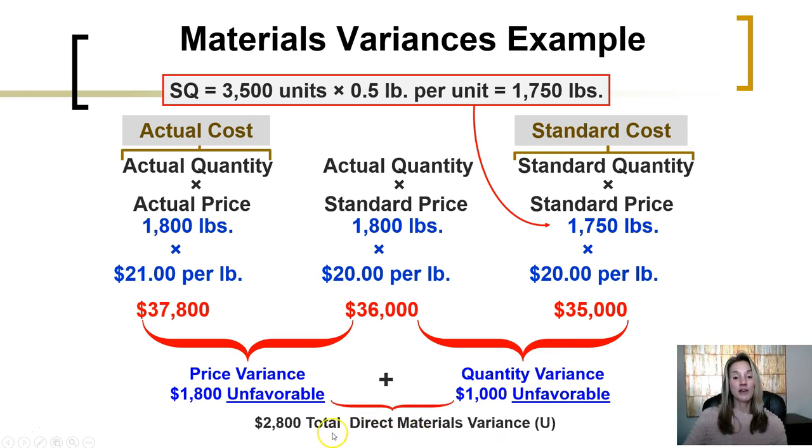Our total variance in material costs was $2,800, which is the difference between our actual material cost and what our flexible standard budget says they should have been. That $2,800 variance is due to $1,800 in a price variance, we paid more than we should have, and a quantity variance of $1,000 unfavorable because we used more than we should have.